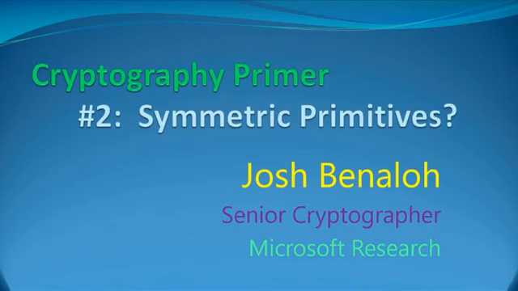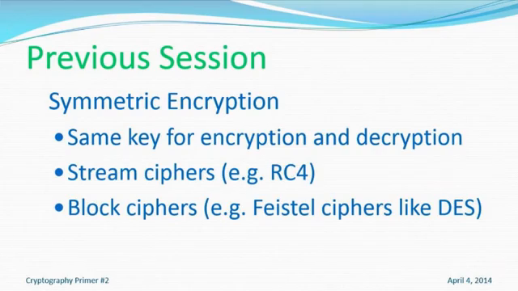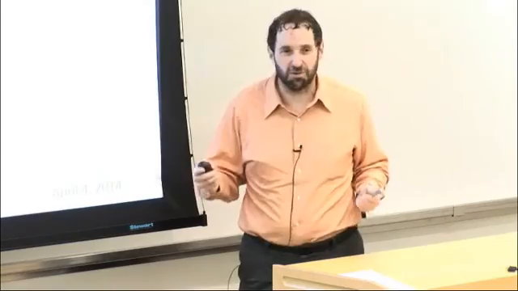So I should start off just giving a sense of where we were and see if there are any lingering questions. Some things we talked about last time: the basics of symmetric encryption, which is what we're going to be talking a lot about. Encryption where you have the same key for encryption and decryption. We talked about stream ciphers like RC4. We talked about block ciphers, in particular Feistel ciphers. We showed how DES worked and got a good look at that.